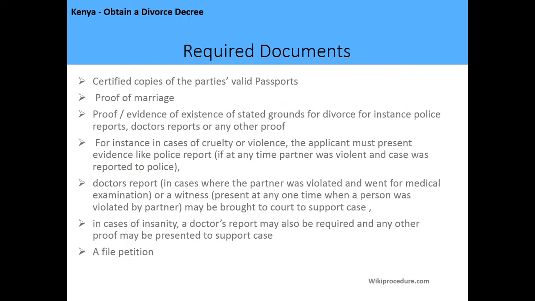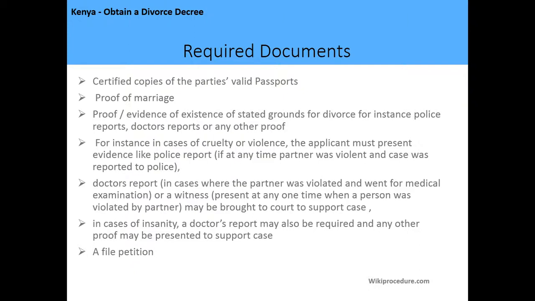irretrievably. So the required documents are the certified copies of the parties' valid passports or national ID, proof of marriage, that's the marriage certificate, and proof or evidence of the existence of the stated grounds of divorce, for instance, police reports, doctor's reports, or any other proof.